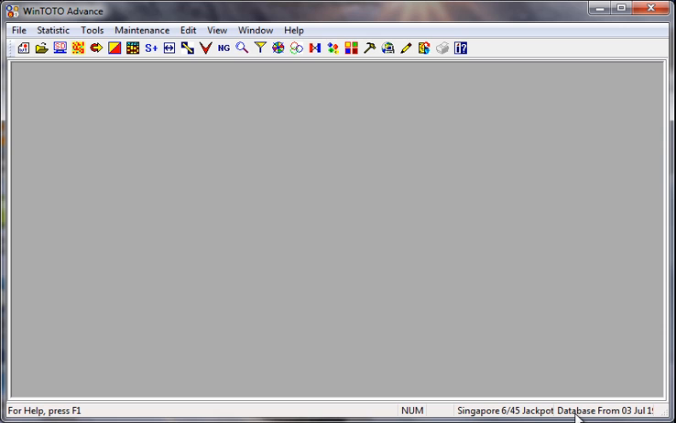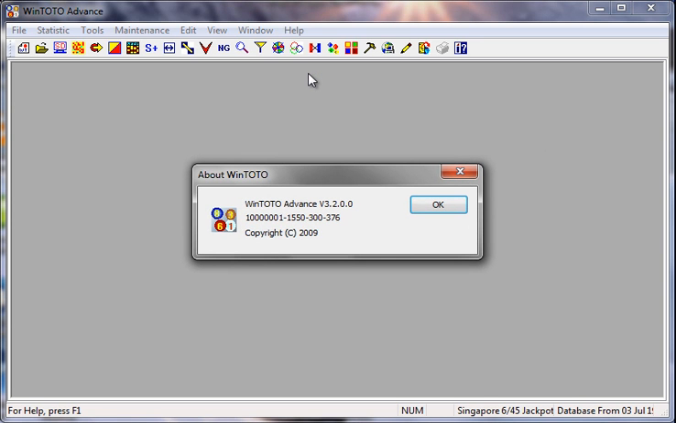Since the day we moved on to the help check about WinTOTO Adv, currently version 3.2, we have made it this year, because we have two big winners. One is a group 1 winner of 2.5 million and a group 2 winner of 250,000. This, I would say, is not possible unless we have maintenance support in place. So bear in mind that we need to continue to improve the software.